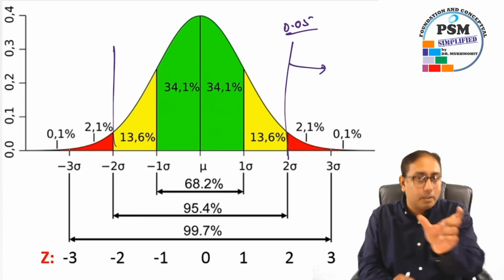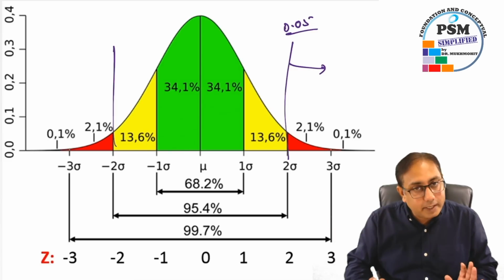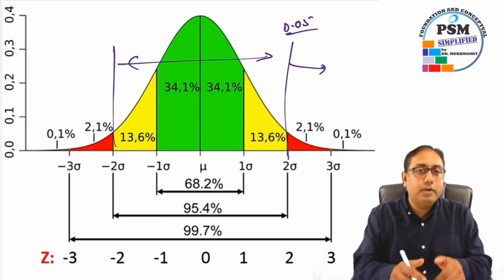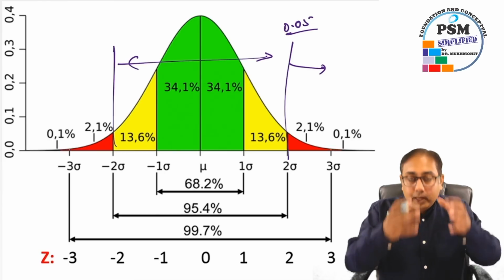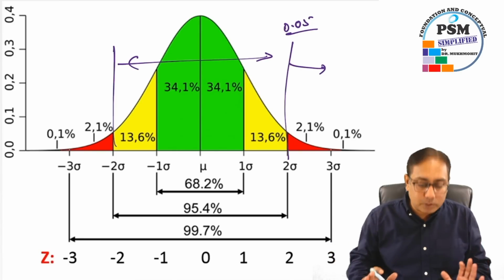95% is the normal zone. Within plus minus 1 is 68%, plus minus 2 is 95%, plus minus 3 is 99%. So anything which is within the normal zone is normal, that is the p-value which is more than 0.05. If the p-value is less than 0.05, it lies outside the normal zone.